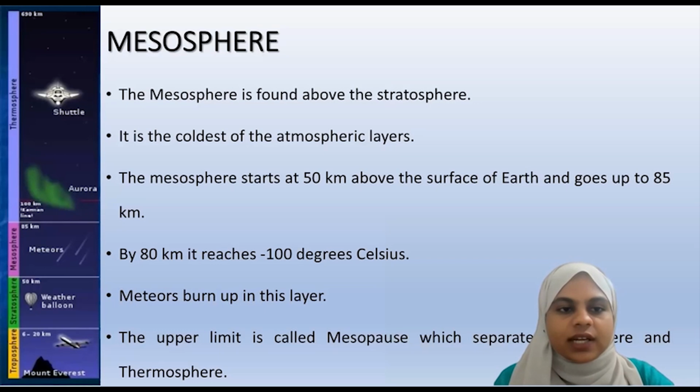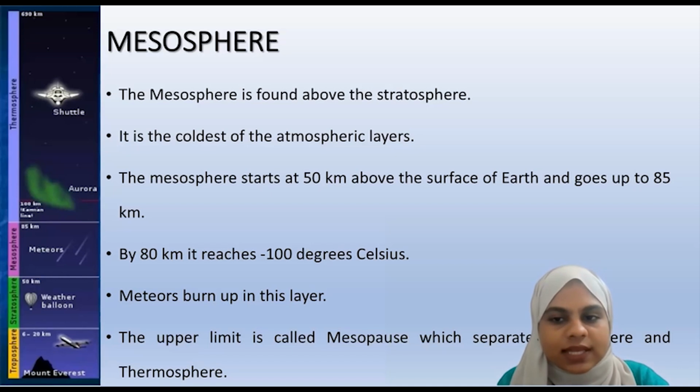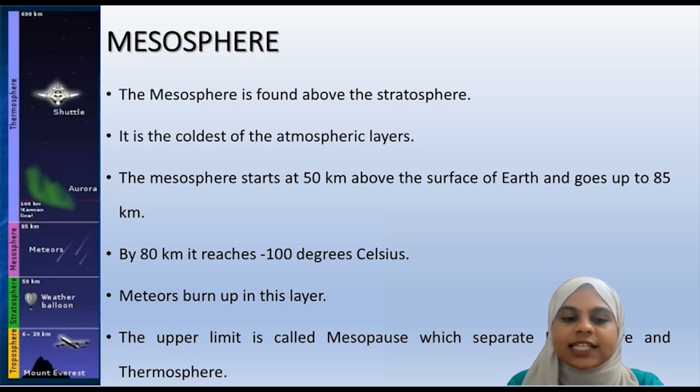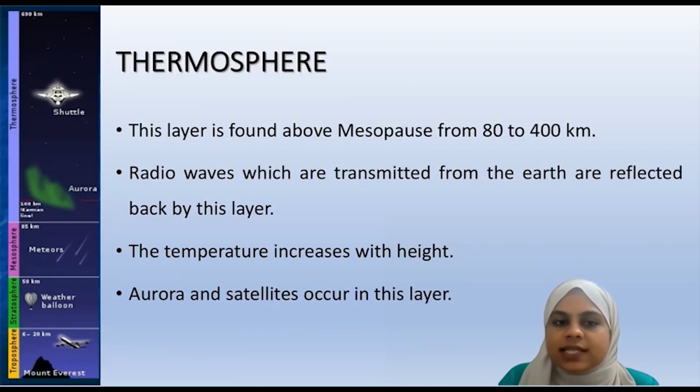Next one, mesosphere. The mesosphere is found above the stratosphere. It is the coldest of the atmospheric layers. The mesosphere starts at 50 kilometers above the surface of Earth and goes up to 85 kilometers. By 80 kilometers, it reaches minus 100 degrees Celsius, so it is called the coldest layer of the atmosphere. Meteors burn up in this layer. The upper limit is called the mesopause, which separates the mesosphere and the topmost layer called thermosphere.